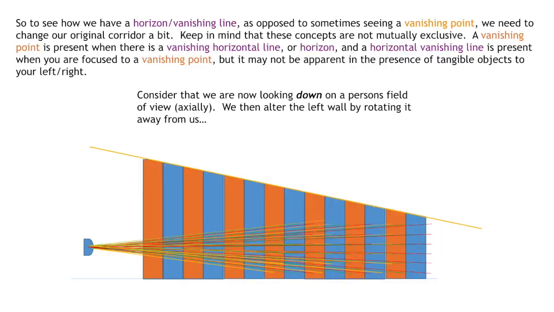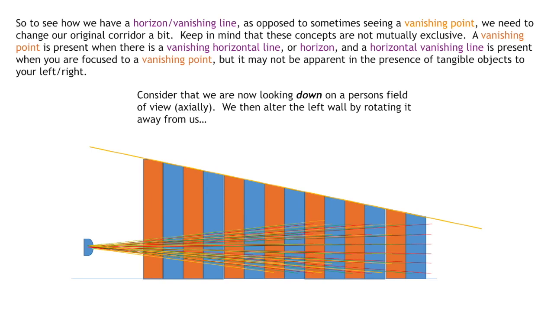So to see how we have a horizon or a vanishing line, as opposed to sometimes seeing a vanishing point, we need to change our original corridor a bit in order for this to become a little more apparent. So keep in mind that these concepts are not mutually exclusive. A vanishing point is present when there is a vanishing horizontal line or horizon, and a horizontal vanishing line is present when you are focused to a vanishing point, but it may not be apparent in the presence of tangible objects to your left or right.